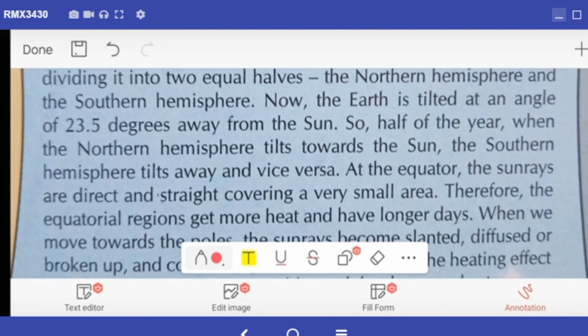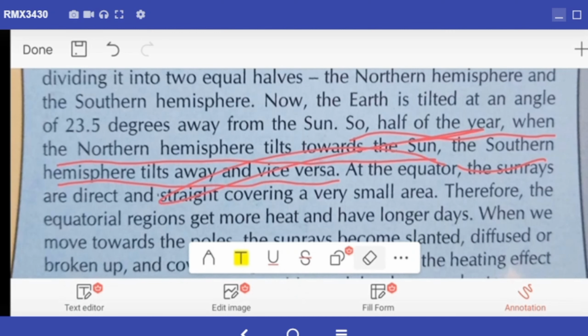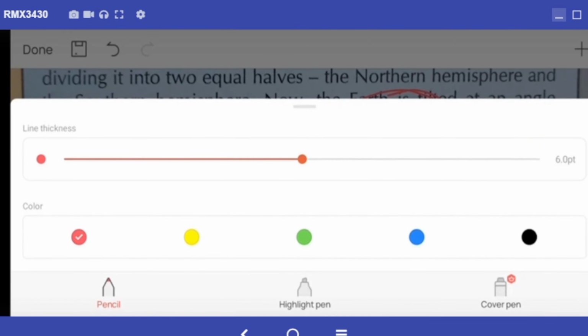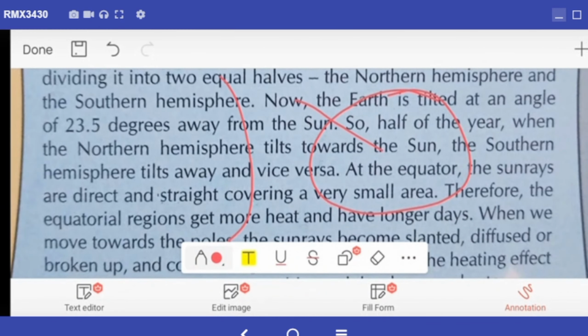Now, for half of the year, when the northern hemisphere tilts toward the sun, the southern hemisphere tilts away from the sun. Okay, so due to this tilting, what actually happens? This is our earth and this is the sun. If this is the northern hemisphere and this is the southern hemisphere, then in the first half of the year the southern hemisphere is toward the sun, and the northern hemisphere is away from the sun.